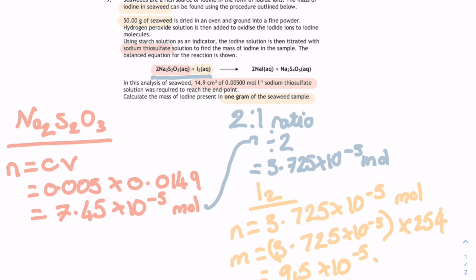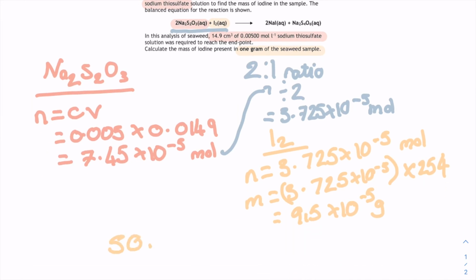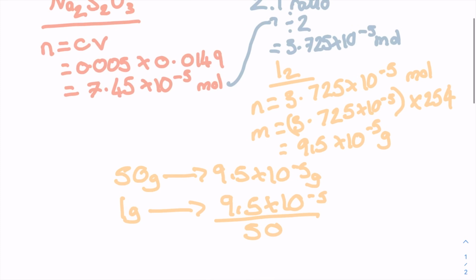minus 5 grams. Okay, so what we have just calculated is for 50 grams of your seaweed, so our 50 grams gives us our 9.5 times 10 to the minus 5 grams. But in the question, you're actually interested in 1 gram of your seaweed, so we can have 1 gram, which is 9.5 times 10 to the minus 5, all over 50, which should give you a very small answer of 1.9 times 10 to the minus 6 grams.